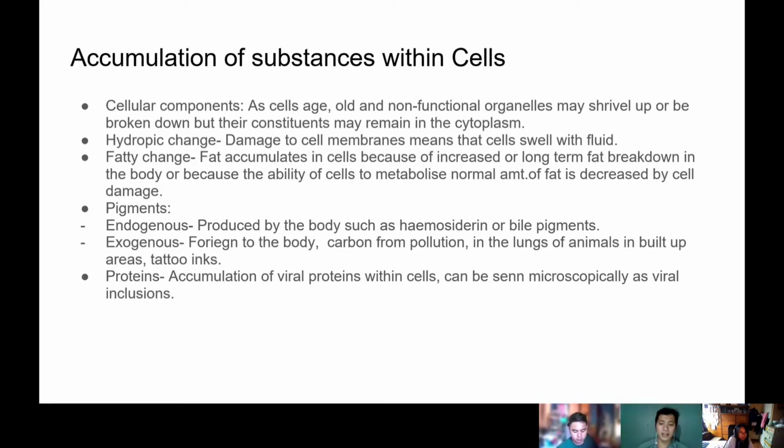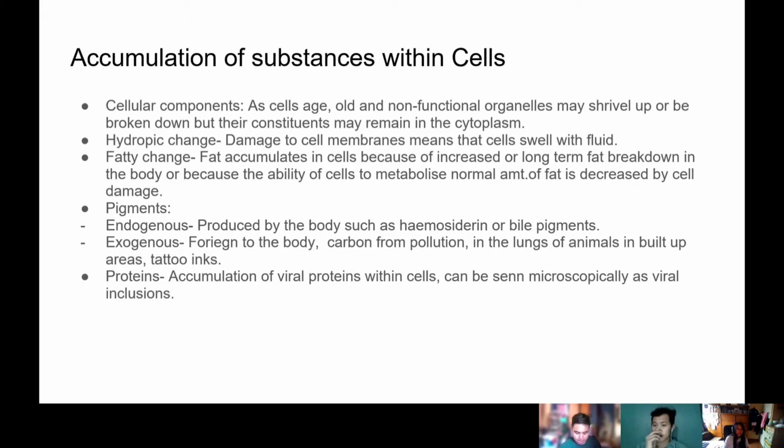Next is fatty change, where fat accumulates in cells because of increased or long-term fat breakdown in the body, and thus the cells encounter increased or long-term levels of fat in their immediate environment. This happens in malnutrition, when body fat is broken down and carried to the liver for metabolism because there are inadequate dietary sources of energy. The liver cells therefore are presented with a large amount of fat in the blood entering the liver.